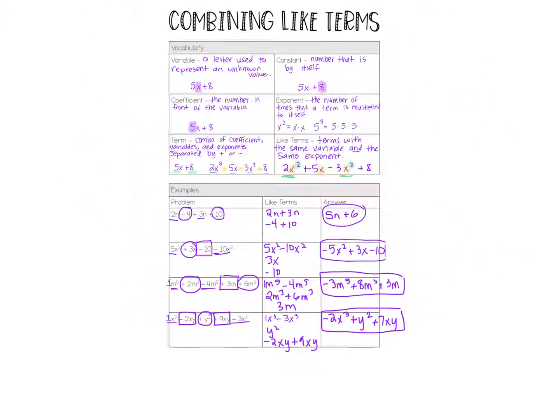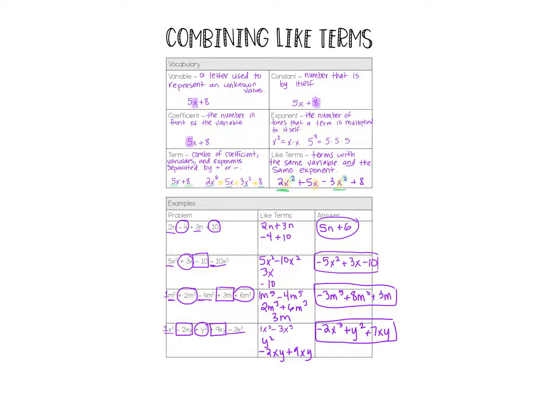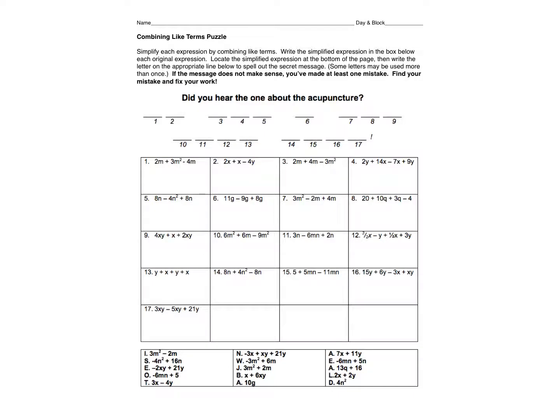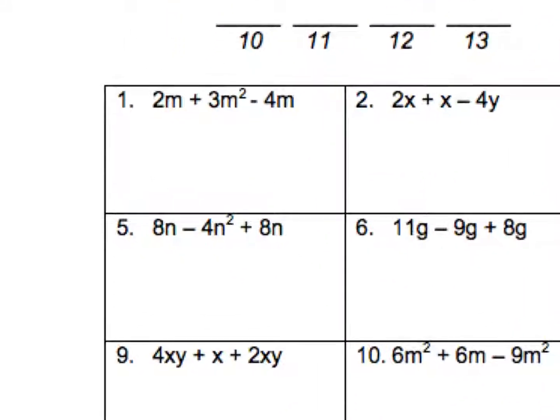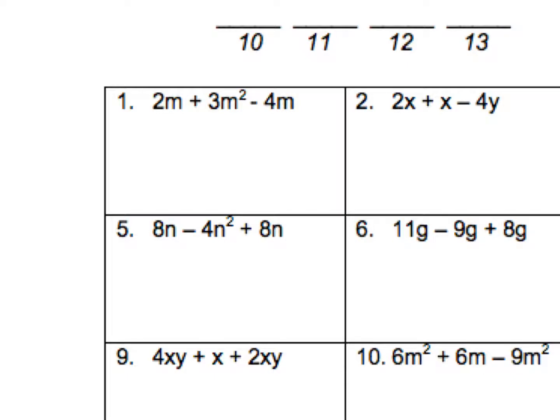So these are the notes for combining like terms. This will go in your notebook. The assignment for today is a page like this. It's going to be a joke once you fill it all out. It says, did you hear the one about the acupuncture? The rest of the blanks will fill out a saying. So for example, let's do number 1 together so you can see what I mean. Let's combine like terms. Since this is the only thing that has a little 2 here, that's going to stay the same. The other two things, I have 2m minus 4m. 2 minus 4 is negative 2, so it'd be subtract 2m.